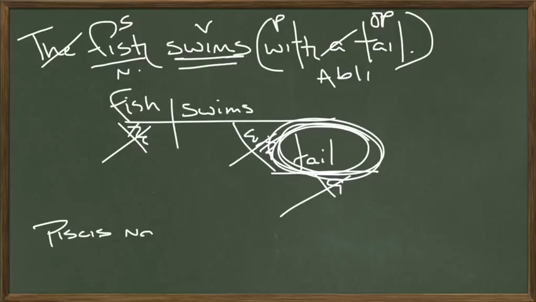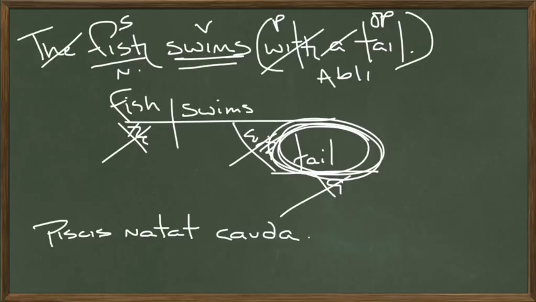Piscis natat. The fish swims. Piscis natat cauda. He swims with a tail. A little tricky for English speakers to get used to this because we're eliminating so much. We're eliminating article adjectives, and we're eliminating prepositions as well, and that takes some getting used to.